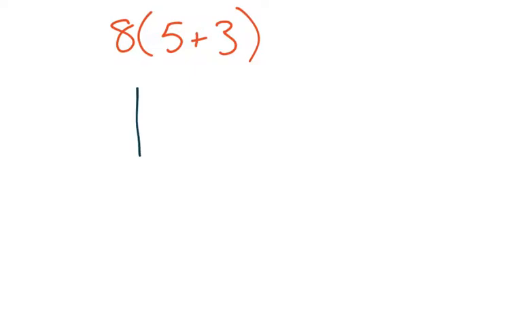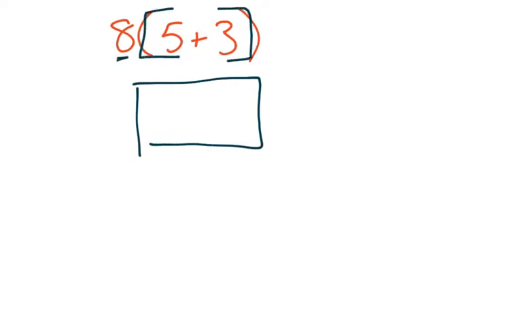So I'm going to draw my box. 8 is outside. You can kind of think of the parentheses as the start of your box. 8 is outside your box. There's 5 and there's plus 3. Those are two different terms. 5 and plus 3. So I'm going to cut my box in half so I can deal with each of them separately.